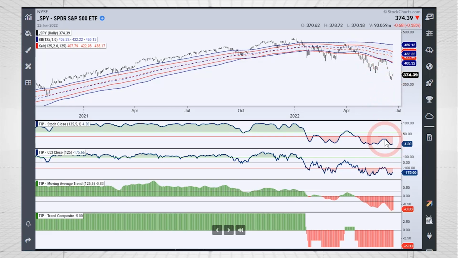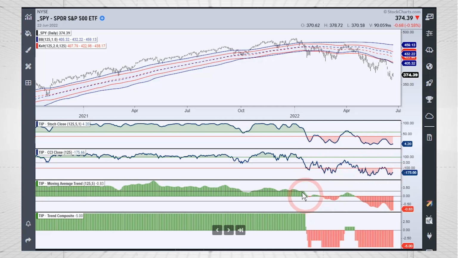Then the other indicator is the Commodity Channel Index. That's in the middle. It's the CCI, and it's 125 days. And when it gets above 100, it's bullish. And it doesn't turn bearish until it gets below minus 100, which it did in January. And it's been bearish since January.